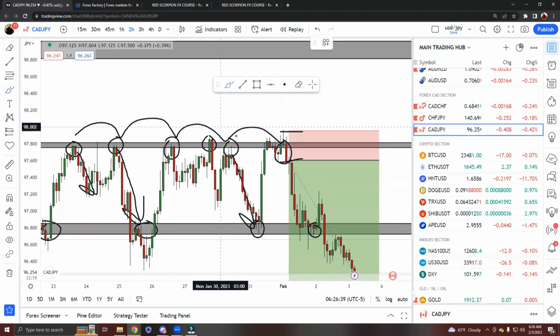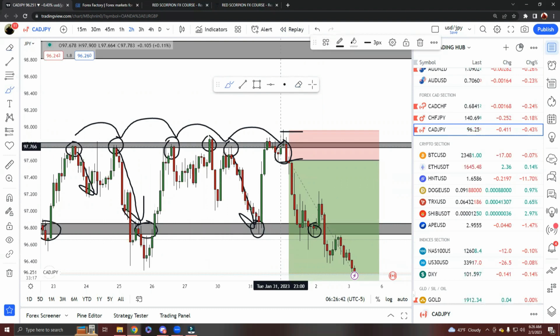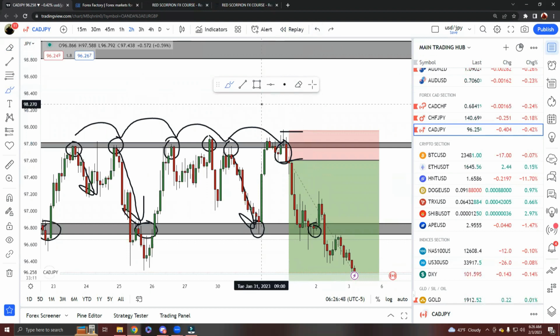And plain and simple, right? You knew you're not buying this unless it broke above, pulled back, and then that would have been a buy. Because it didn't do that, I knew for sure, more than likely, I'm going for a sell. And this right here has been the perfect trade.